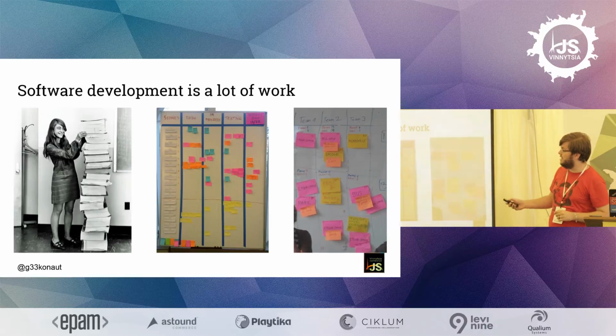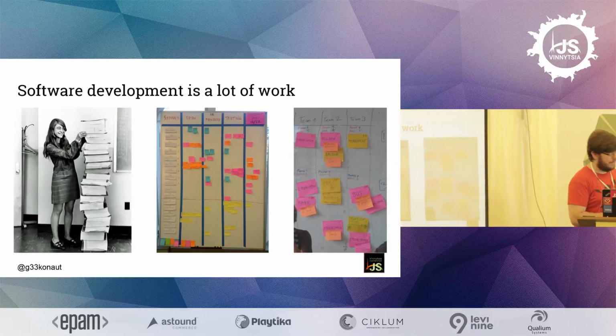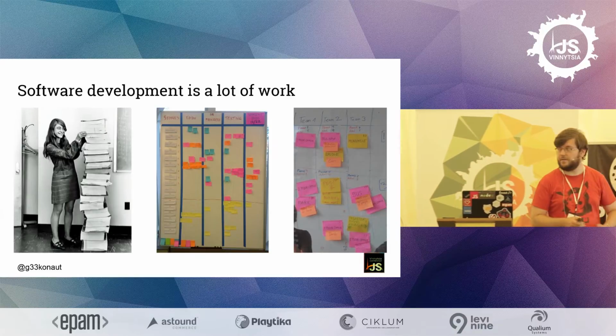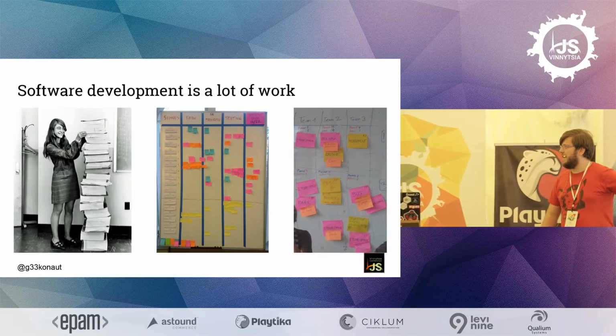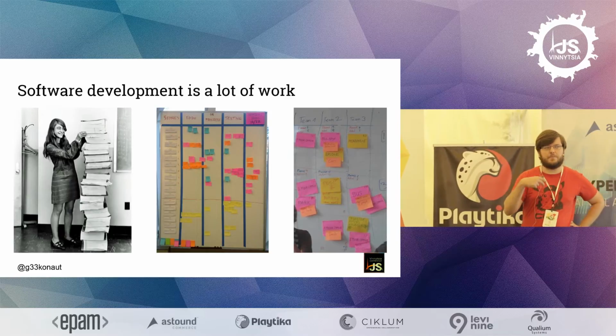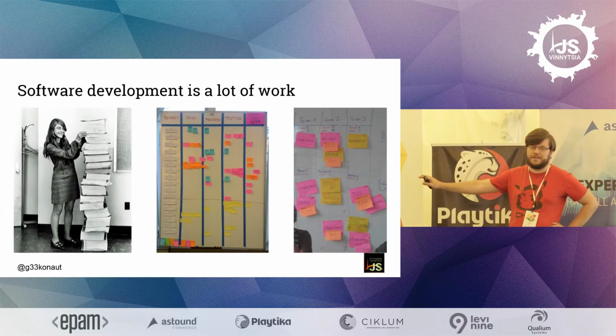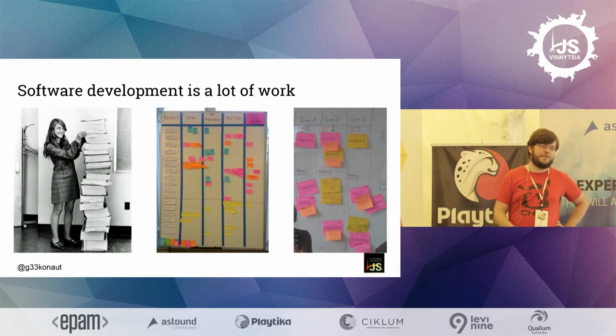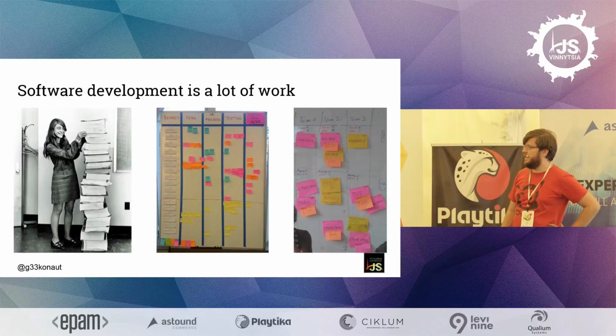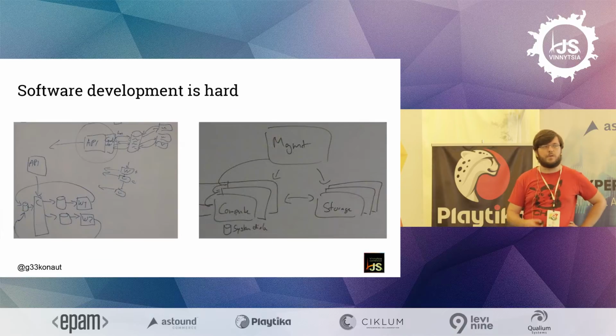By the way, this is Mrs. Hamilton with the source code of the Apollo mission. The other two photos are found on the internet. And software development doesn't just mean that we have to do a lot of things. I know the pictures can't be seen on the wonderful yellow light, but it doesn't matter. The thing is, software development is hard. And software development is just not hard, it's also rough.